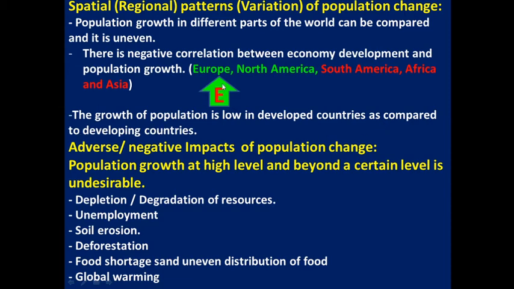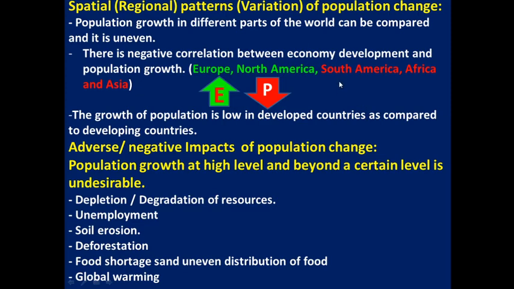So economically more developed countries such as European countries, England, France, Switzerland, Italy. These are some of the European countries, and some of the North American countries are Canada and USA. These countries are economically more developed. But if you talk about the growth of population, it is low. So that means there is a negative correlation. In economically more developed countries, the growth of population is low.